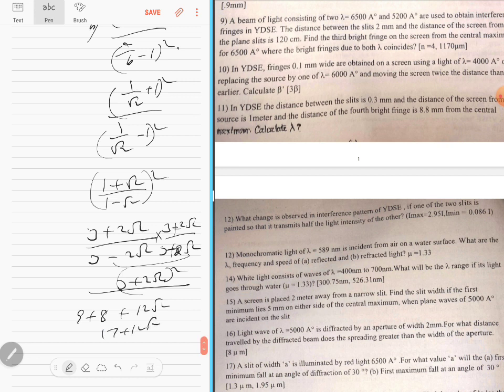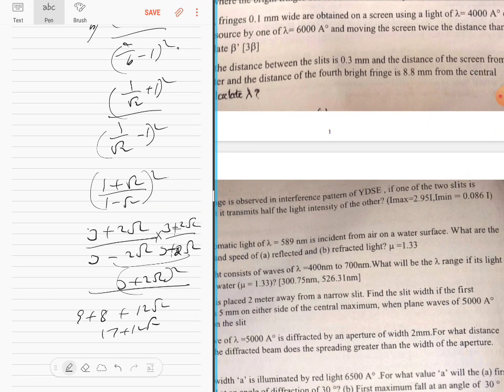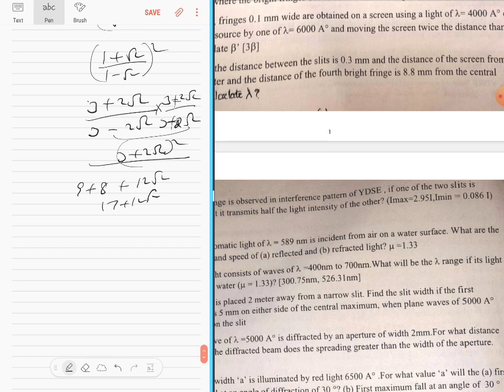But they've not asked for the ratio. If they asked for the ratio, you can do this. But they're asking for I maximum and I minimum separately, not the ratio. So we have to proceed in a different way.